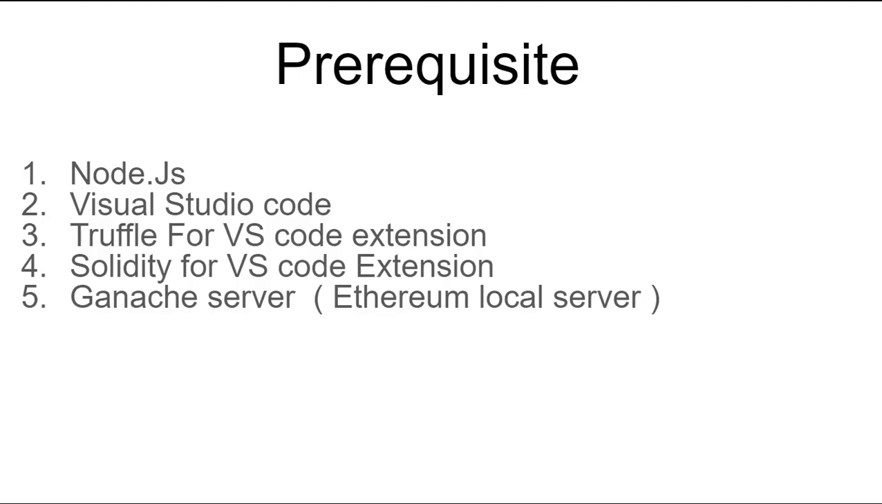This course requires some prerequisites: you have to install Node.js, then Visual Studio Code, the Truffle for Visual Studio Code extension, the Solidity for Visual Studio Code extension, and the Ganache server, which is the local Ethereum. These are the basic setup that needs to be done before continuing this exercise. Assuming that we have all the basic infrastructure and setup, we are going to continue with the exercise.